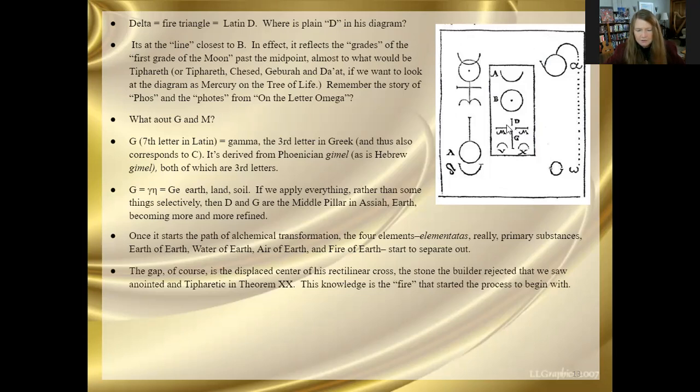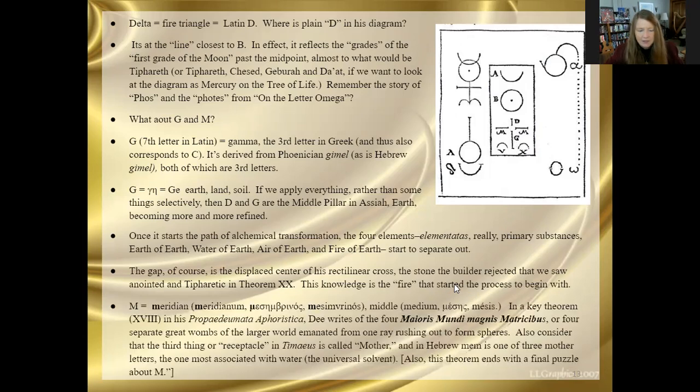The gap here is the displaced center of his rectilinear cross, like we've said a few times, the stone the builder rejected that we saw anointed and Tiphereth in Theorem 20. And the knowledge is what you have been meditating upon, the signs and symbols that started the process to begin with, and whatever energetic practice one has, presumably. So that leaves us with M.